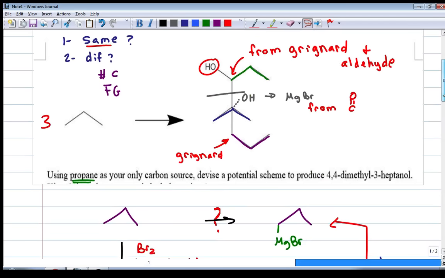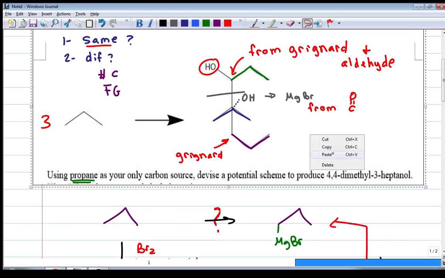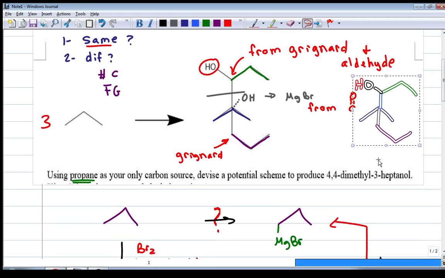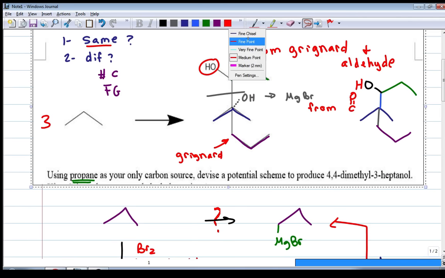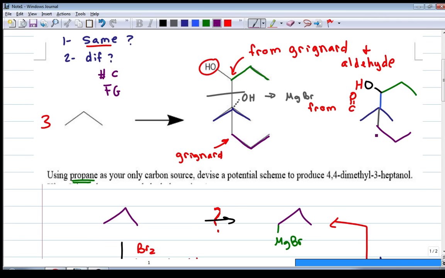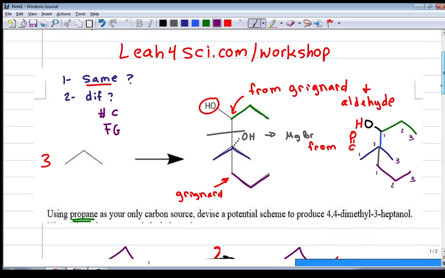Going back to the beginning, right there. So you see that we had our 3 starting propanes. That's carbon 1, 2, 3. The second one, 1, 2, 3. And the third one, 1, 2, 3.